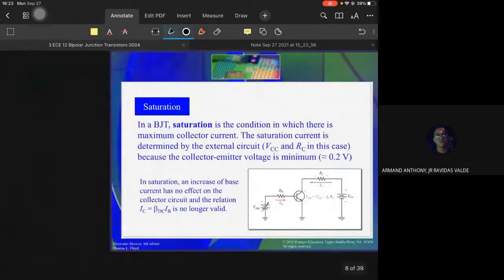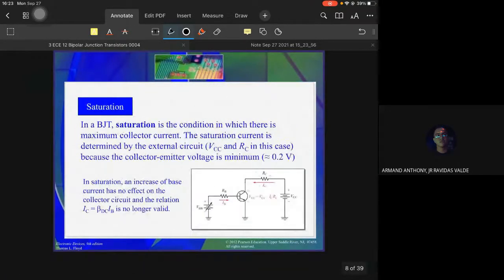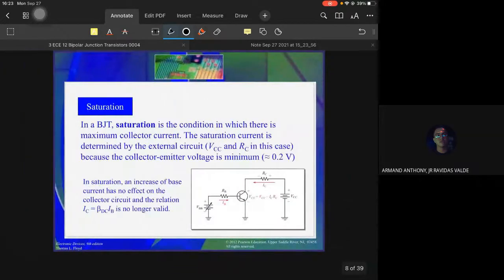So I hope that's clear. Saturation on, cut-off off. Off, on. Active region, amplifier. Okay?